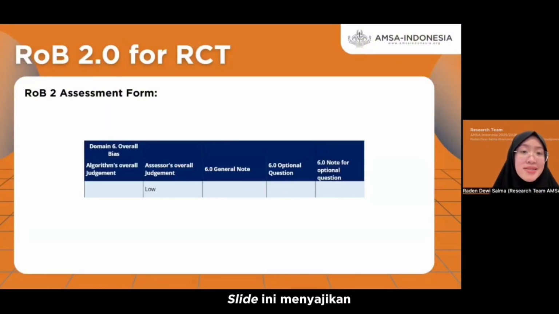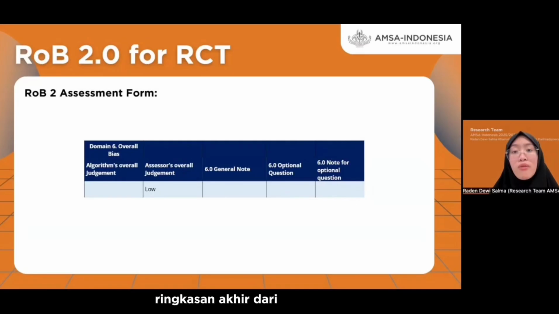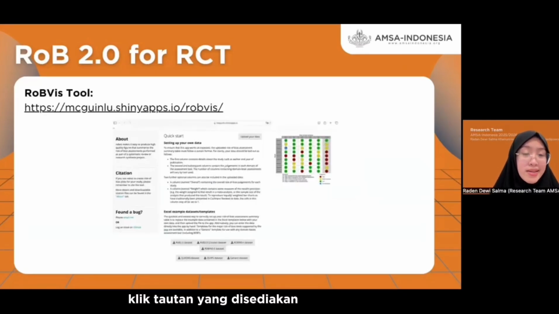This slide presents the final summary of the overall risk of bias. Click the provided link. Select the ROB dataset option at the bottom of the page.